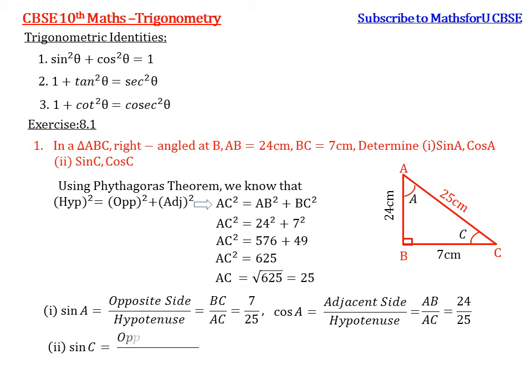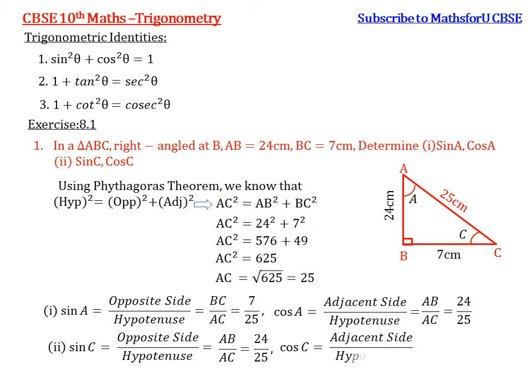Now problem number 2, sin C is equal to opposite side by hypotenuse. With respect to C, the opposite side is AB by AC, that is equal to 24 by 25. Then cos C will be adjacent side by hypotenuse, which is BC by AC, that is equal to 7 by 25. So problem number 1 is completed. We will be moving on to problem number 2.